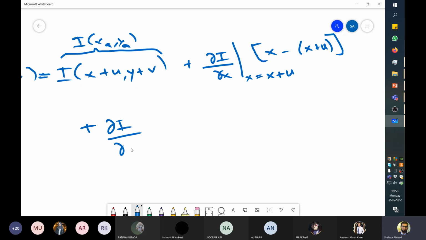Then we have the partial derivative with respect to the y direction evaluated at y equals y plus v, multiplied by y minus y plus v.